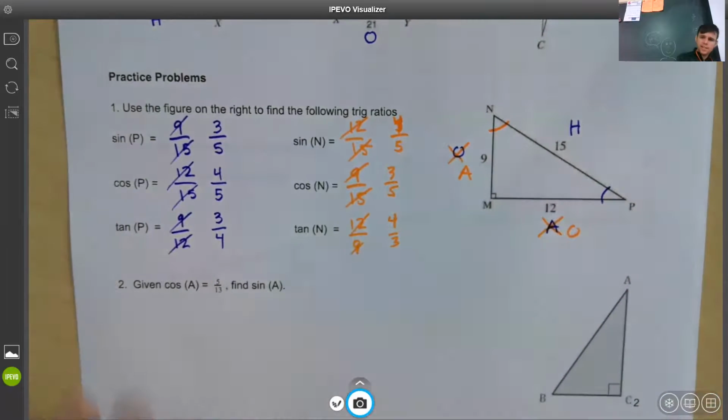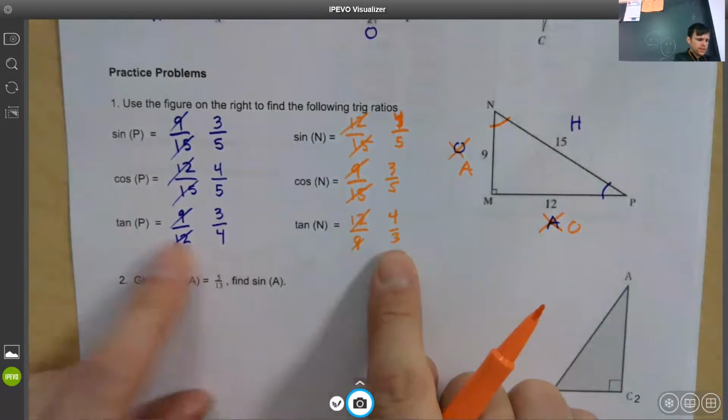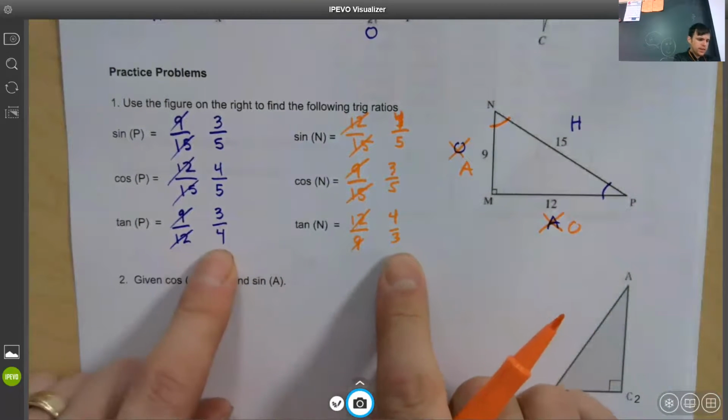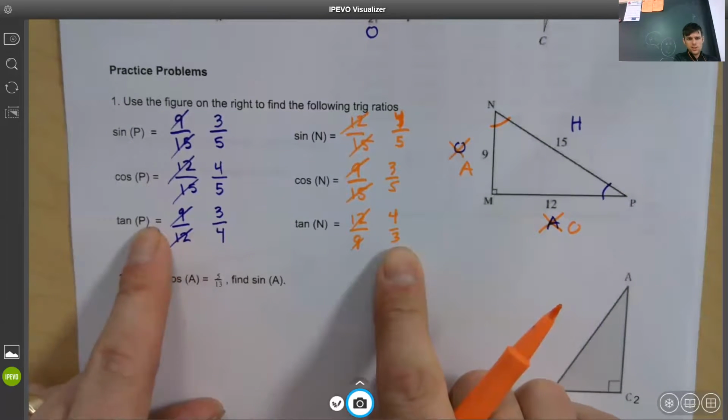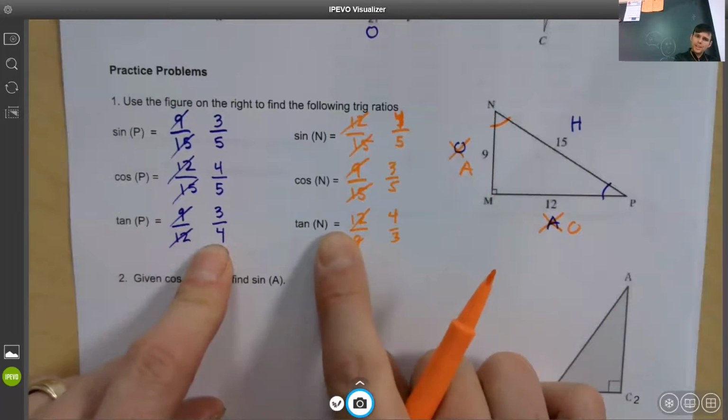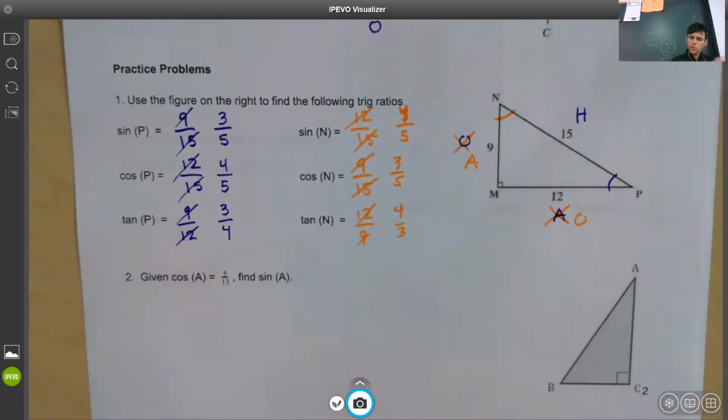I didn't really talk about tangent, but notice these, the tangent of one angle and the tangent of the other angle, they do have a relationship. They are reciprocals of each other. So tangent of P was 3/4. Tangent of N is 4/3. They're reciprocals.